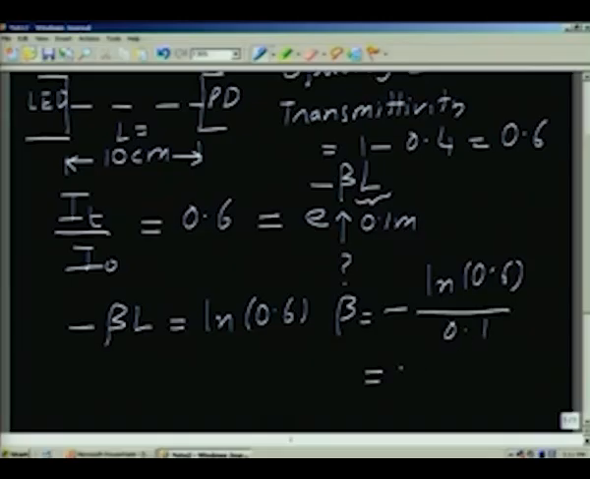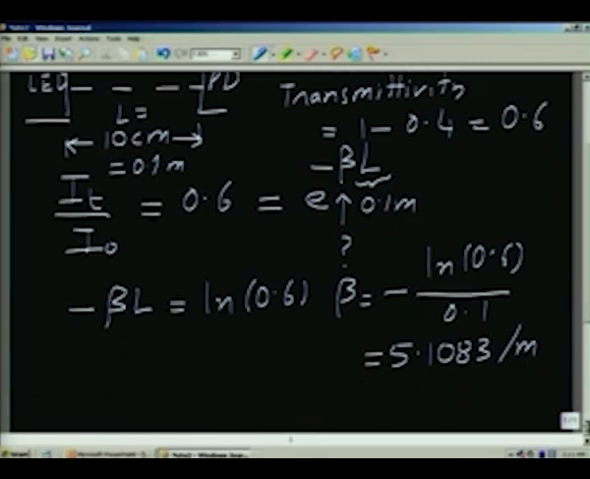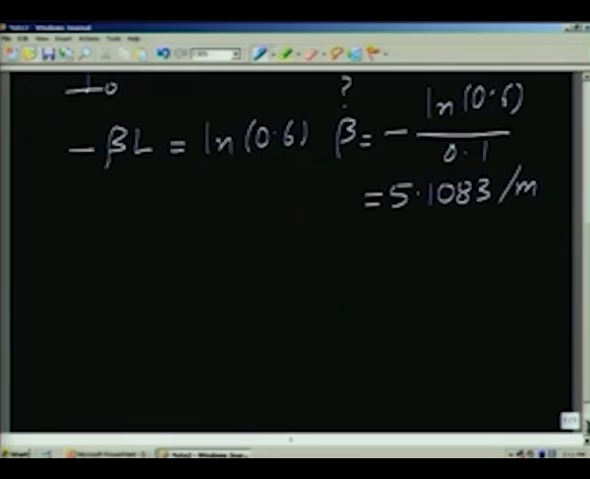and this comes out to be 5.1083 per meter, because I am using 0.1, which is 10 centimeters as given, equal to 0.1 meter. So, I have taken everything as SI units. So, the extension coefficient beta comes out to be 5.1083 per meter. This is the first answer which is required.